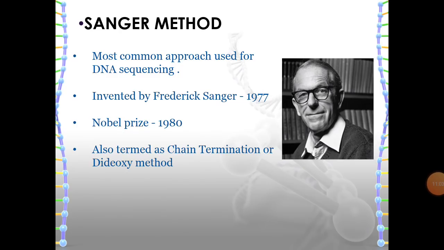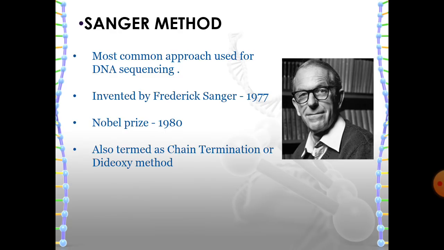Now next is Sanger's method. This is the most common approach for DNA sequencing. It came a few years after the Maxam and Gilbert method. Here Sanger and co-workers first developed a chain termination method of DNA sequencing. This is also called the first generation DNA sequencing method.